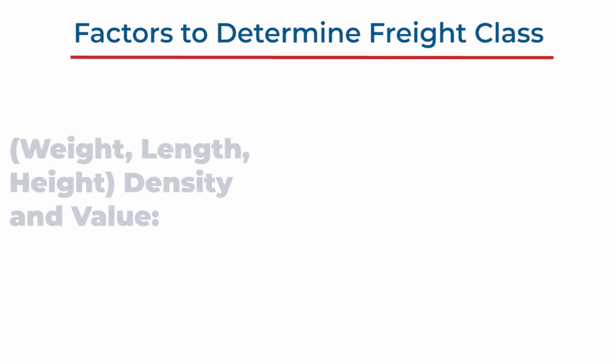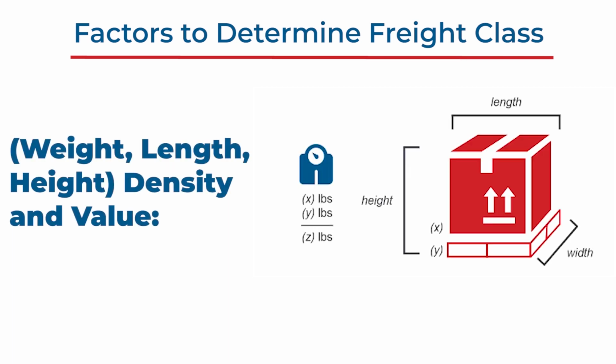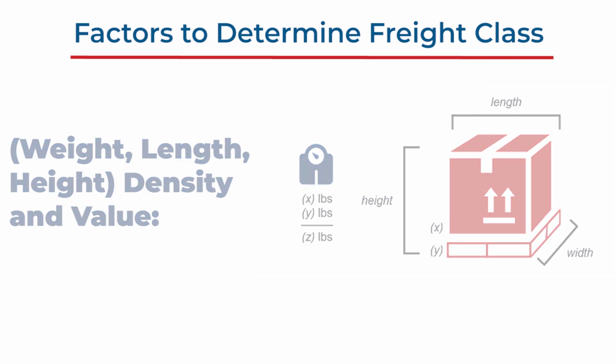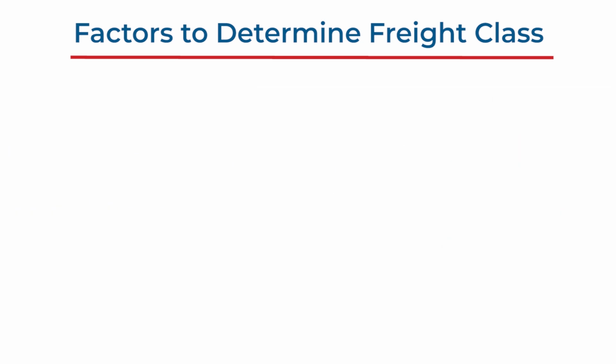The first factor is weight, length, and height, also known as density and value. The density is the space the item occupies in relation to its weight. The density is calculated by dividing the weight of the item in pounds by its volume in cubic feet. Your item's volume in cubic feet is length times width times height, divided by 1,728, where all dimensions are measured in inches. The density of your item equals weight divided by volume, where weight is measured in pounds and volume is measured in cubic feet.